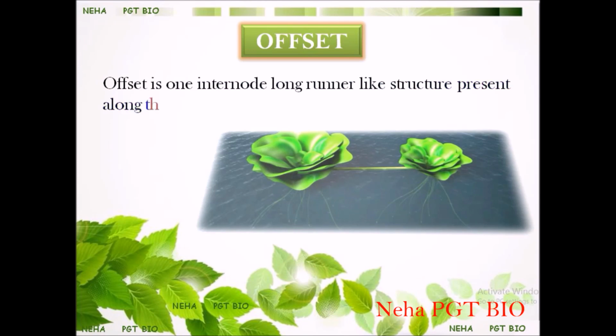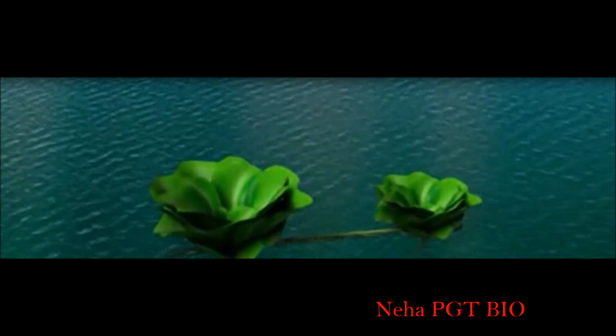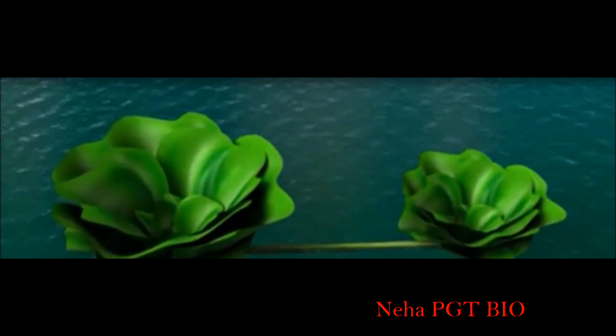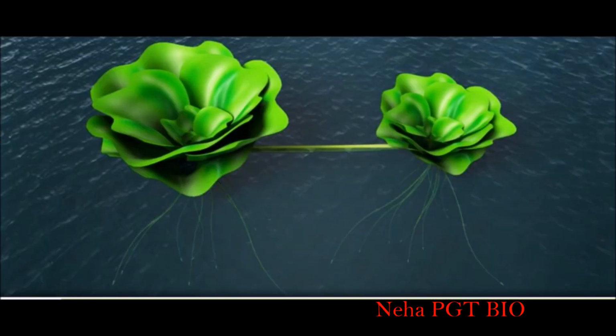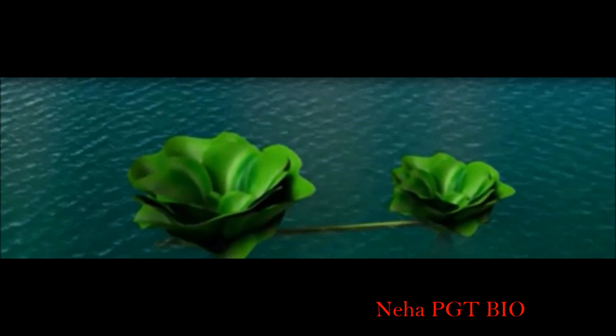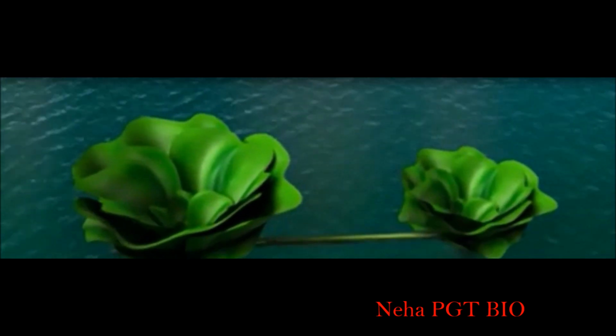Another example of development of a new plant from stem is offset. Offsets are actually aquatic runners. Again, from the stem, a horizontal branch arises and floats on the surface of water, and this stem will be swollen. From the nodes, roots and leaves will arise in a cluster.